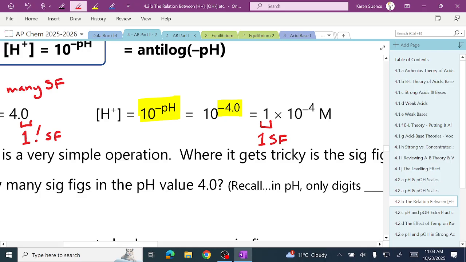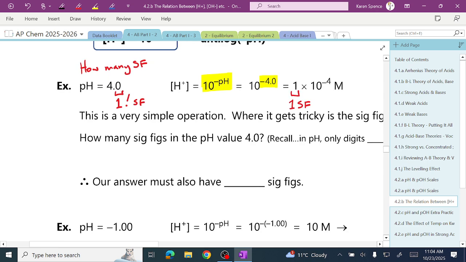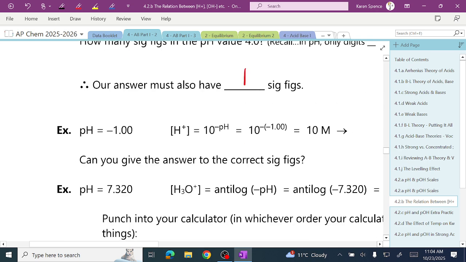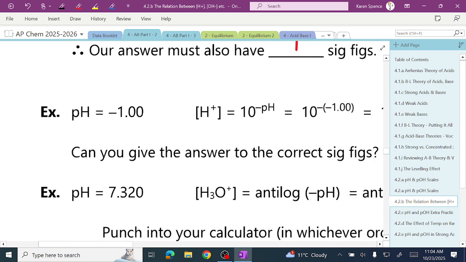People sometimes are okay going in one direction. They're like, oh, okay, I can find pH and know that I have to have that many decimals, right? But sometimes when you go backwards, you have to remind yourself, if I have this many decimals, that's how many sig figs I have, okay? So it needs to have 1 sig fig. How about this next one? If pH is 1.00, how many sig figs? 2 sig figs.